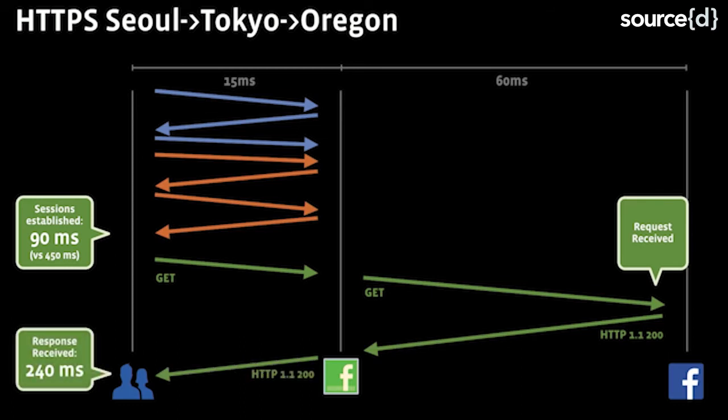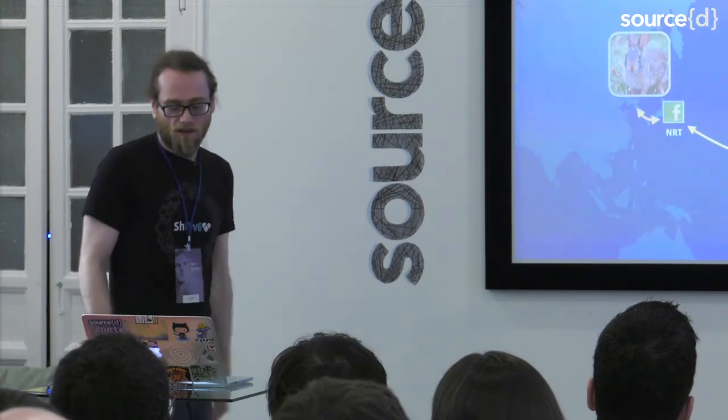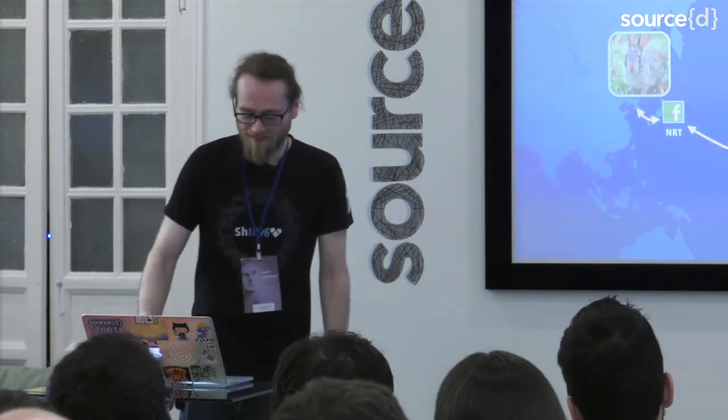But since we have a pool of connections open from the POPs to our origin data centers, there's no setup time needed there, and we can just proxy it straight through back to origin and then back. So we've reduced the round trip time for this request from 600 milliseconds originally, which was not great, and we've cut that down to 240 milliseconds. So that's less than half, very fast. Bunny's very happy. Great news.